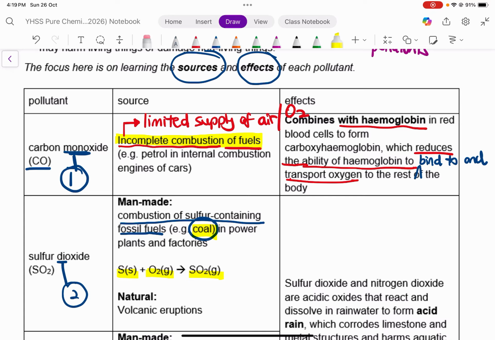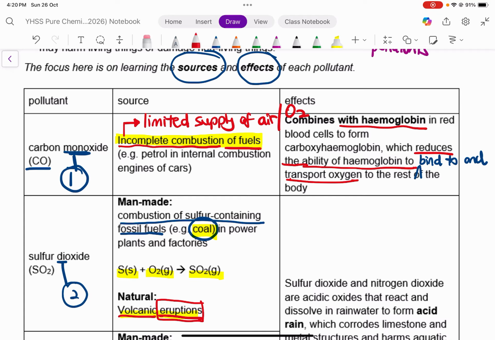Now the next source of sulfur dioxide is natural. Natural means it occurs naturally without any humans. So volcanoes. When volcanoes erupt, volcanic eruptions cause the release of sulfur dioxide into the atmosphere. Okay, now important to take note, if you're asked for the natural source of sulfur dioxide, it is volcanic eruptions. Volcanoes on their own don't produce SO2 until they erupt. So it's very important to mention eruptions.